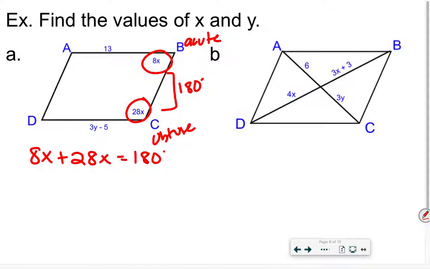And then solve. I already told you once you need a calculator, so if you don't have one, I'm going to be a little bit irritated. Okay, 8x plus 28x is 36x. So then divide by 36. And Tristan, let me know what 180 divided by 36 is. 5. Very good.